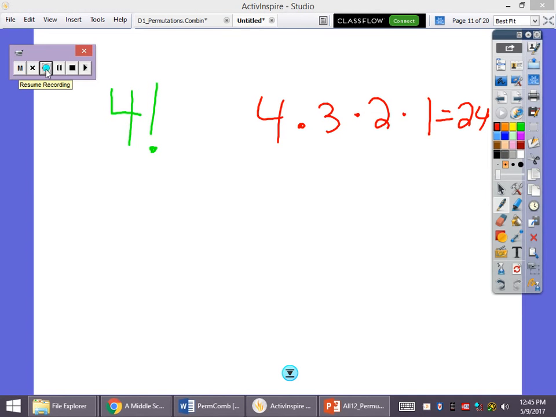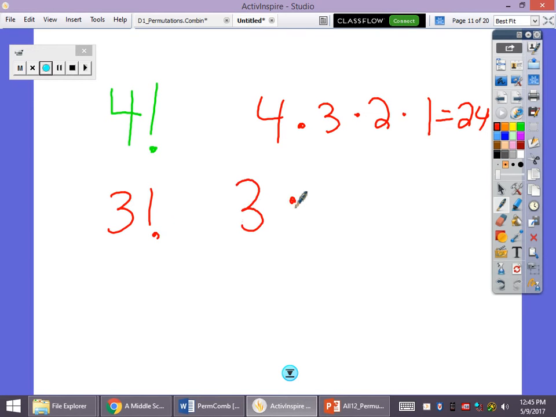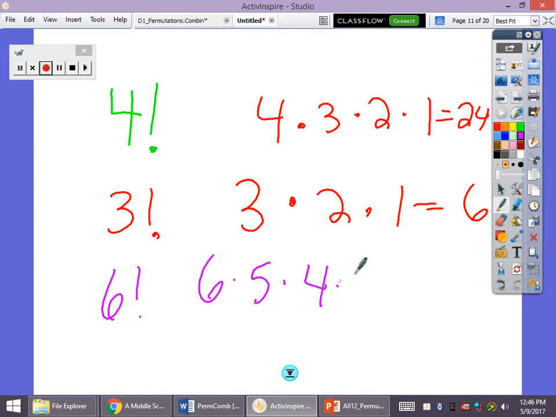Okay, let's look at the next example. 3 factorial is 3 times 2 times 1, which equals 6. Okay, the next one is 6 factorial. 6 times 5 times 4 times 3 times 2 times 1, which is 30 times 24, which is 720.